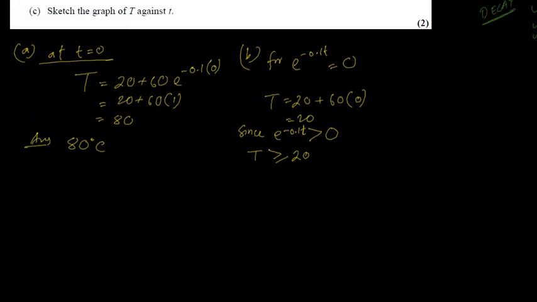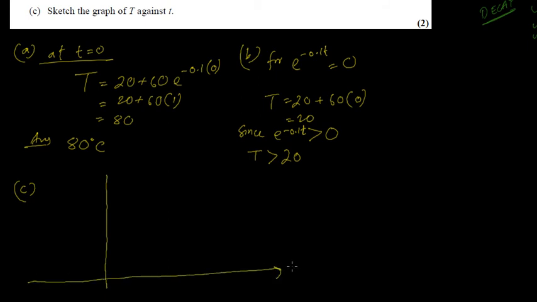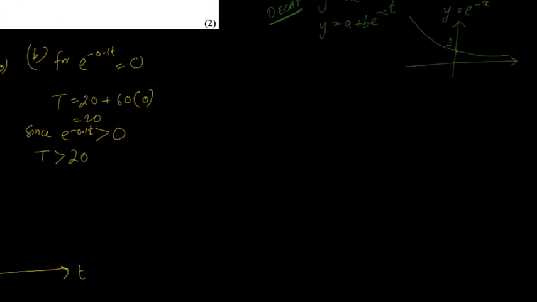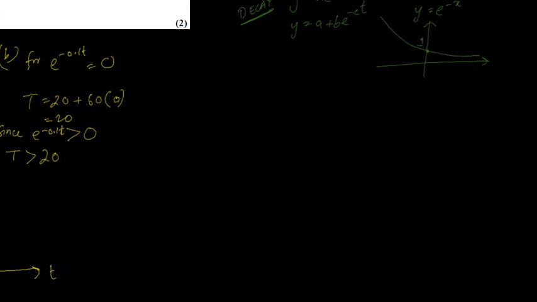Now the sketch. It will always be greater than 20. So question number C is the sketch. Now one thing about the sketch is that the first thing is the labeling. This is the temperature axis, this is the time t axis, and this is the origin. Now let me show you how this sketching should be done.